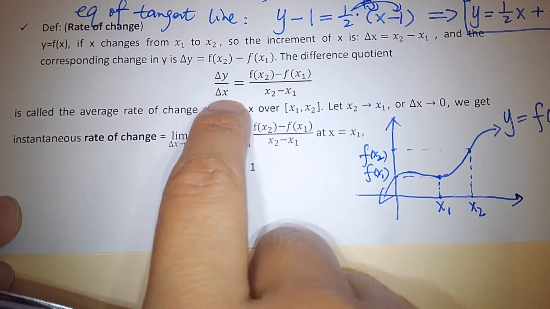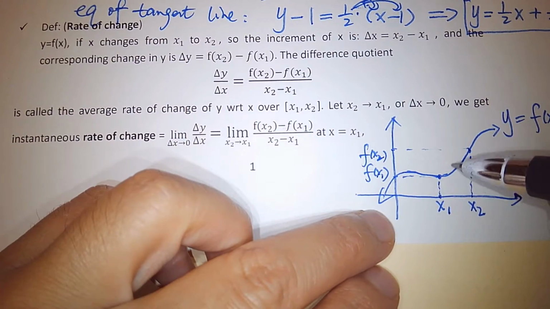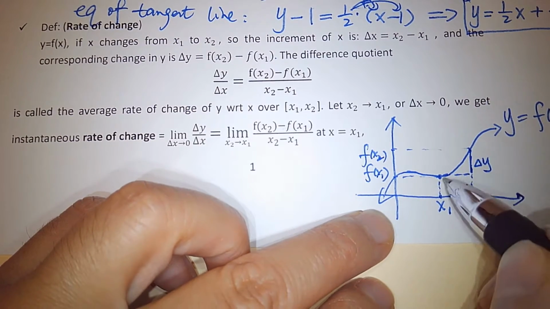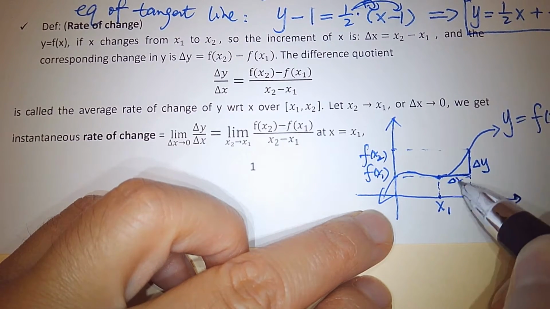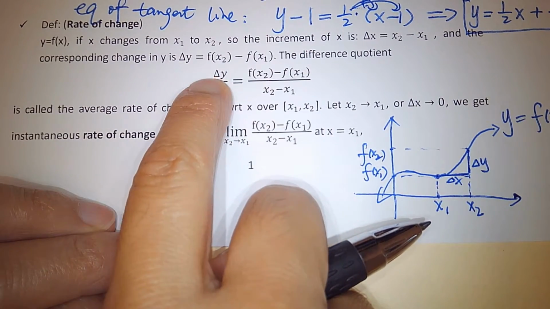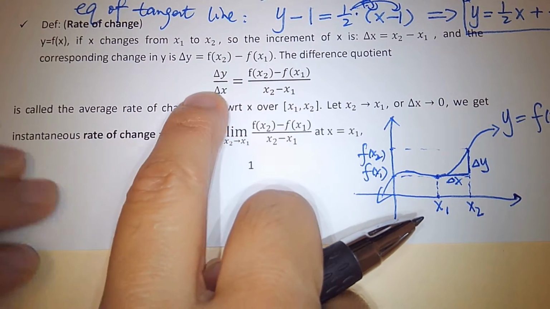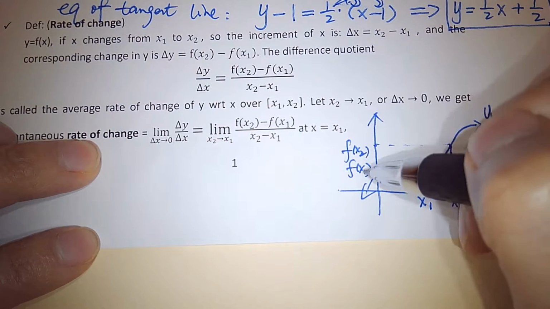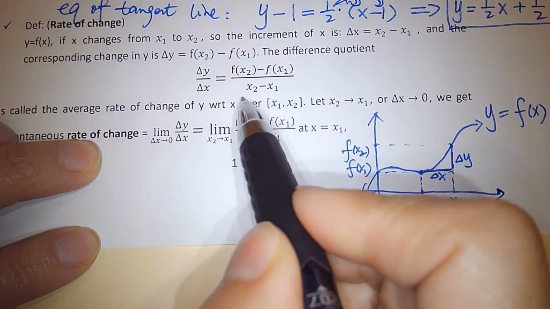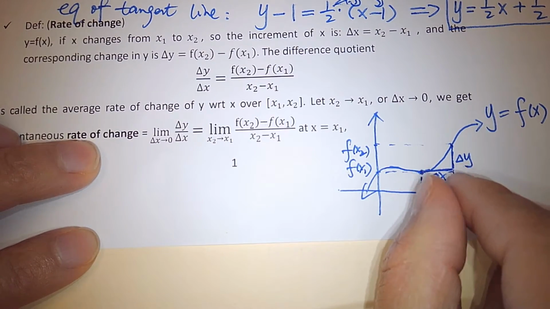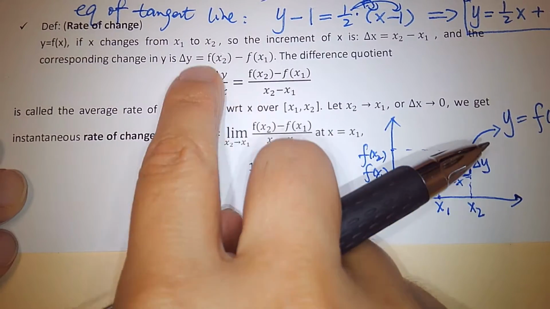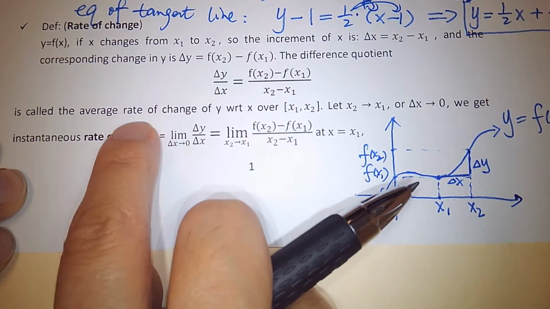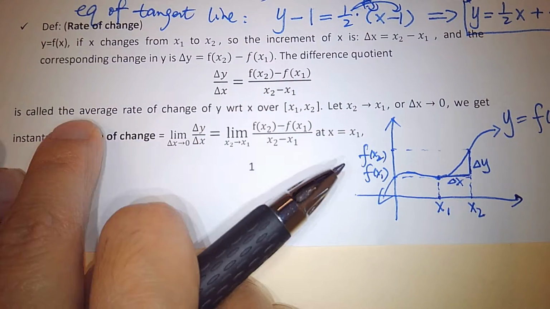So this delta y over delta x actually gives us what? This part gives us the change in y, delta y, and this gives us delta x. So delta y is the change in y, divided by the change in x. The numerator is f of x2 minus f of x1, and x2 minus x1 gives us delta x, the change in x. So this ratio, or difference quotient, is called the average rate of change.